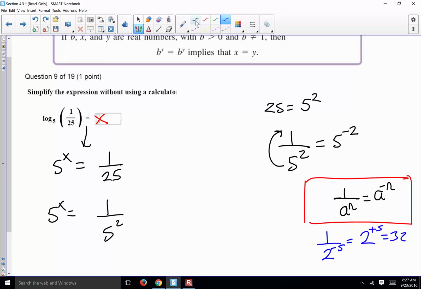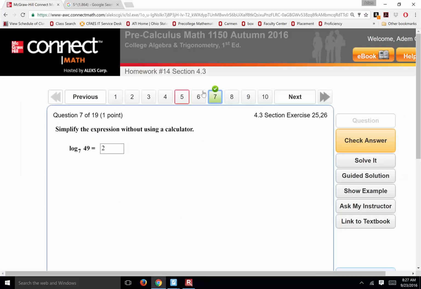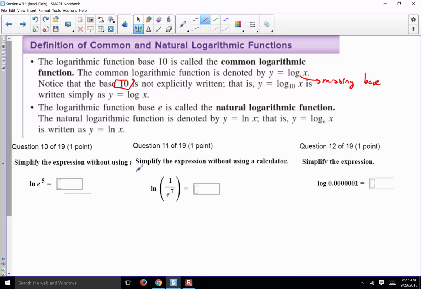Alright, anyhow, we got this now. It's 5 to the x is 5 to the negative 2. This gives us x equals negative 2 once you wipe this off. Okay? Alright, let's take a look at the next question.